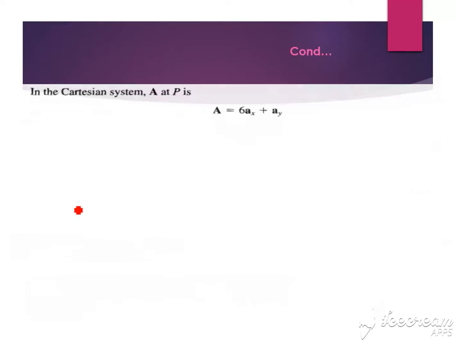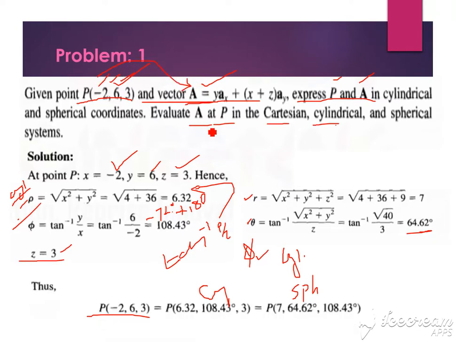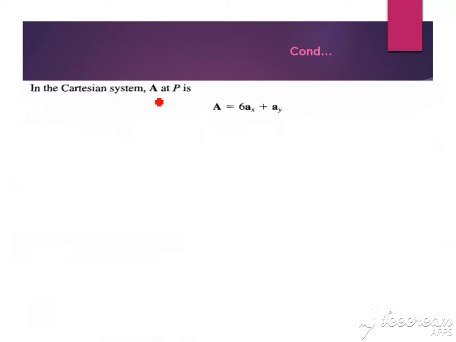Next, the first question also asks to evaluate A at P. We already know point P is Cartesian and vector A is also in Cartesian, so we can directly substitute this point into the vector A. While substituting we get, in the Cartesian system, A at P gives the answer 6ax plus ay. So now point conversion is over. Now we need to convert Cartesian into cylindrical and then Cartesian to spherical. We have to do two conversions.